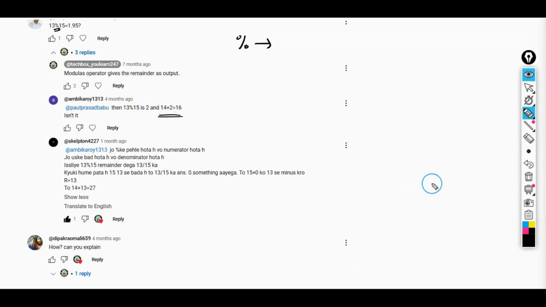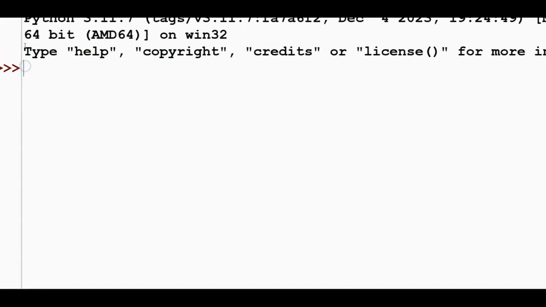Okay, so let me do this in practical format. The same expression, let me solve it in the practical one. So the expression is 14 plus 13 mod 15. Just press the enter key. So what is it calculating? It is calculating as 27.